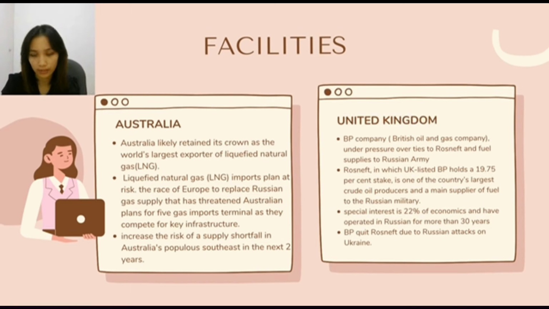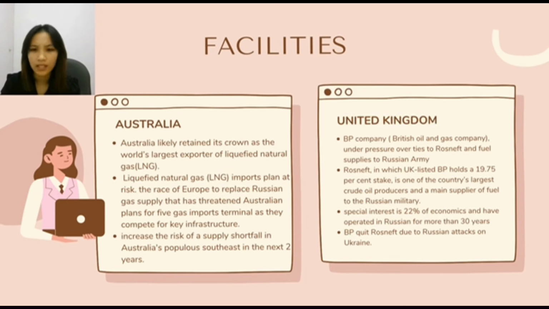In United Kingdom, BP, which is one of the oil and gas companies, is under pressure to sever its ties with Rosneft, the Russian energy group central to providing fuel to Vladimir Putin's armed forces, which are engaged in a bloody assault on Ukraine. Rosneft, in which UK-listed BP holds a 19.75% stake, is one of the country's largest crude oil producers and a main supplier of fuel to the Russian military.